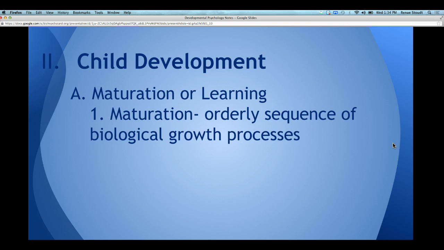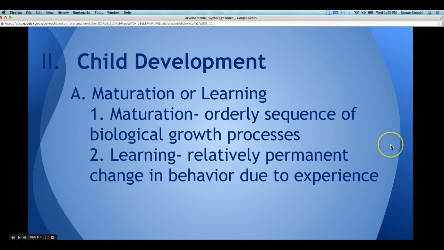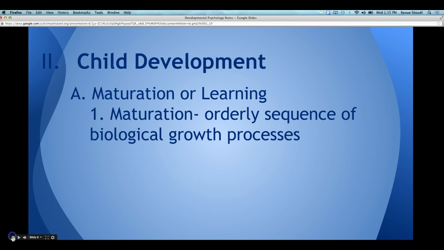Maturation is the idea that there's an orderly sequence of biology, basically that you have to go through specific things before you can get to other things. So maturation is this process. The best, clear-cut case of maturation is going to be physical development.